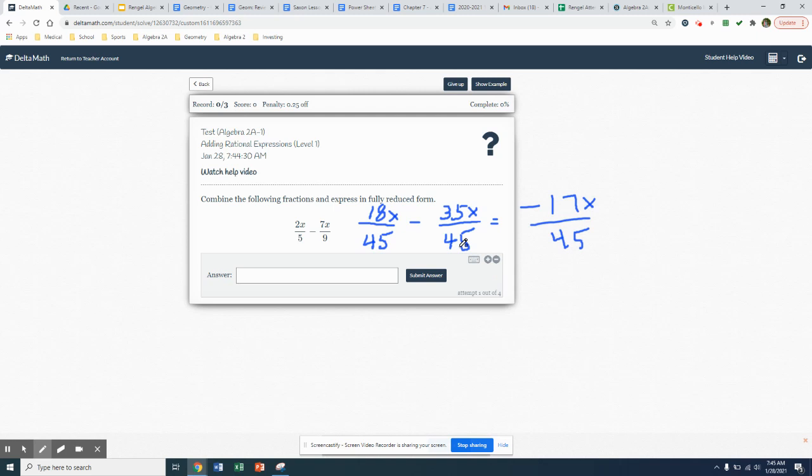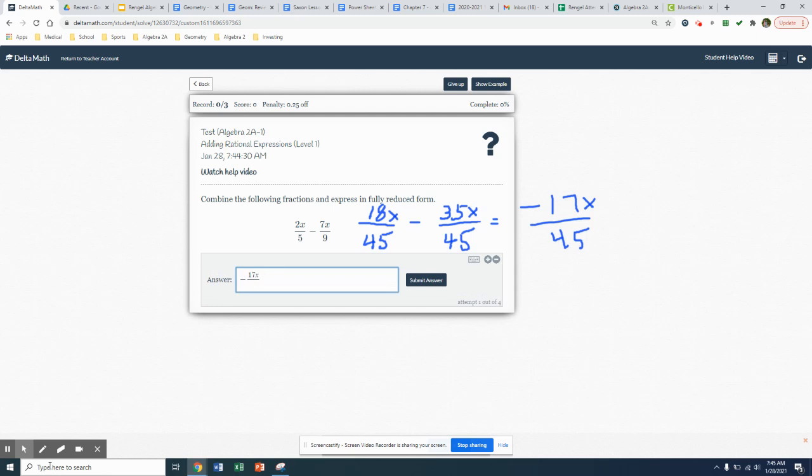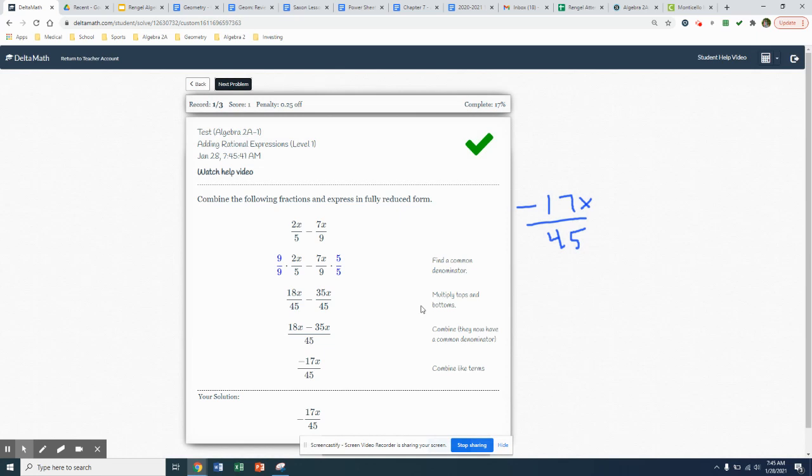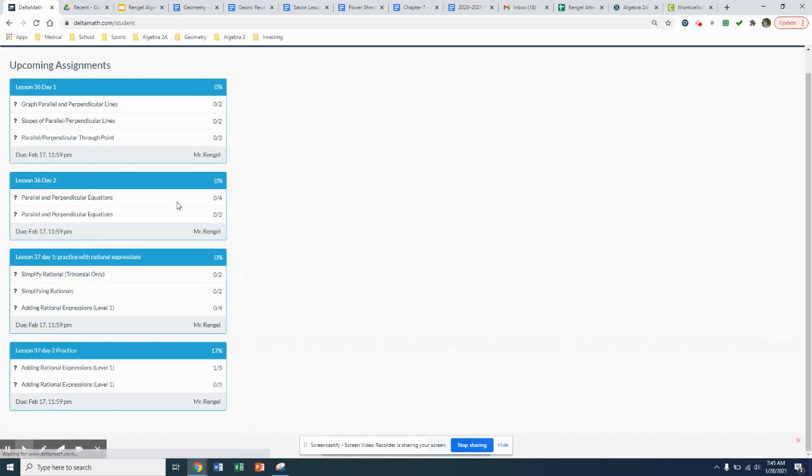So if we have different denominators, we can find the common denominator. Then we have to adjust our numerators based on how we changed our denominators. Now to type this in, I can hit negative 17x, hit the fraction bar, hit 45, and they're going to also go through the work that we just did. So find that common denominator of 45, multiply your numerators and denominators, or they call them tops and bottoms, multiply your tops and bottoms by that.